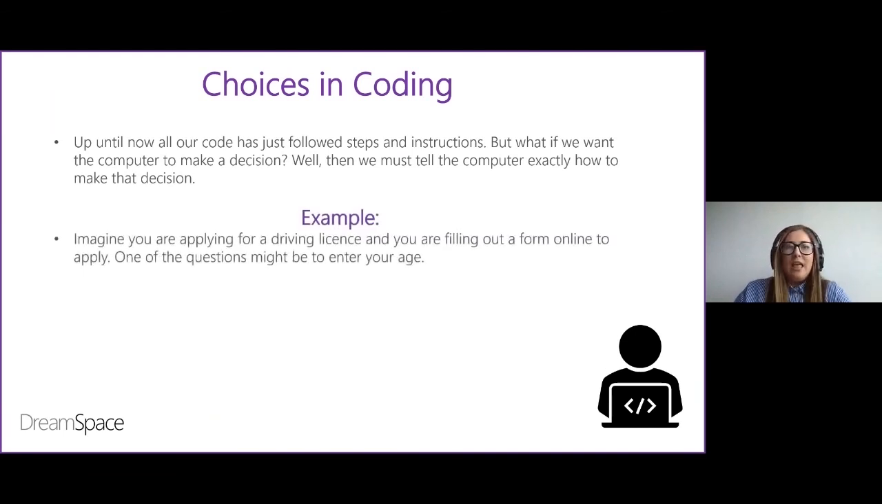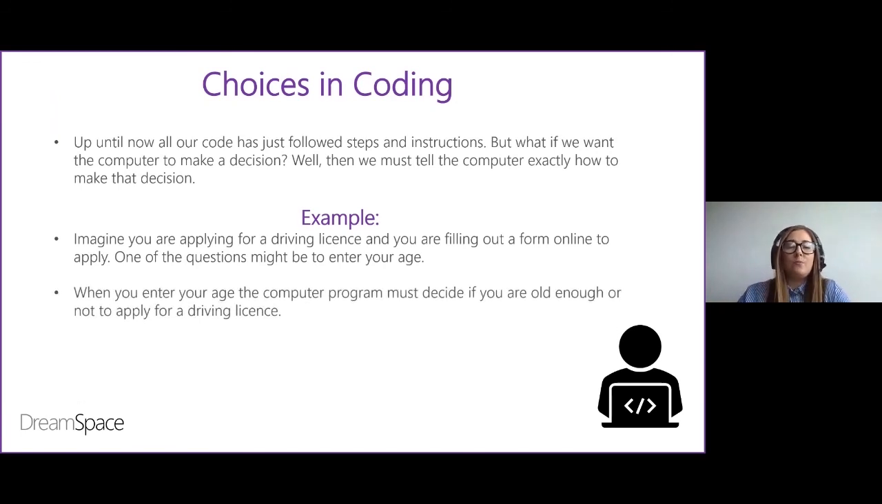So for example, imagine you're applying for your driver license online, and you're filling out the form. The first thing that it's probably going to ask you is, what is your age? Because there's no point of you filling out the whole form if you're not even old enough to drive. So the computer program might ask, what is your age? Because then it can decide whether you can continue or not.